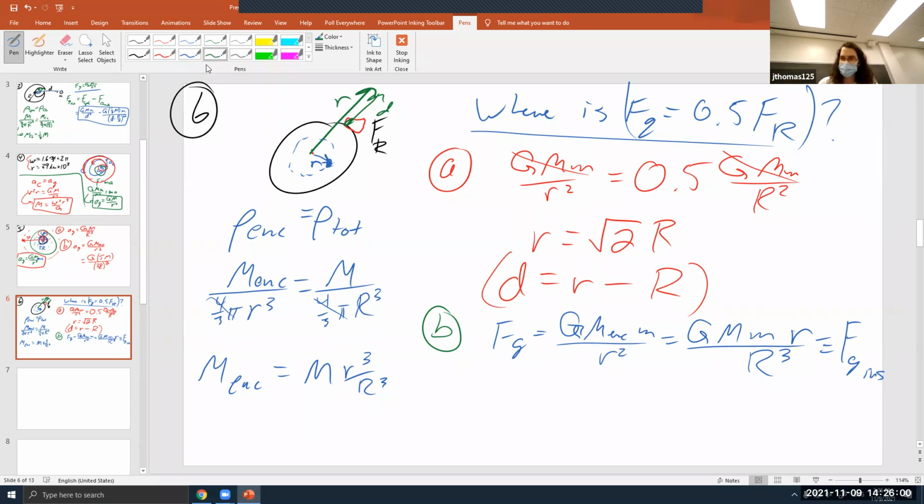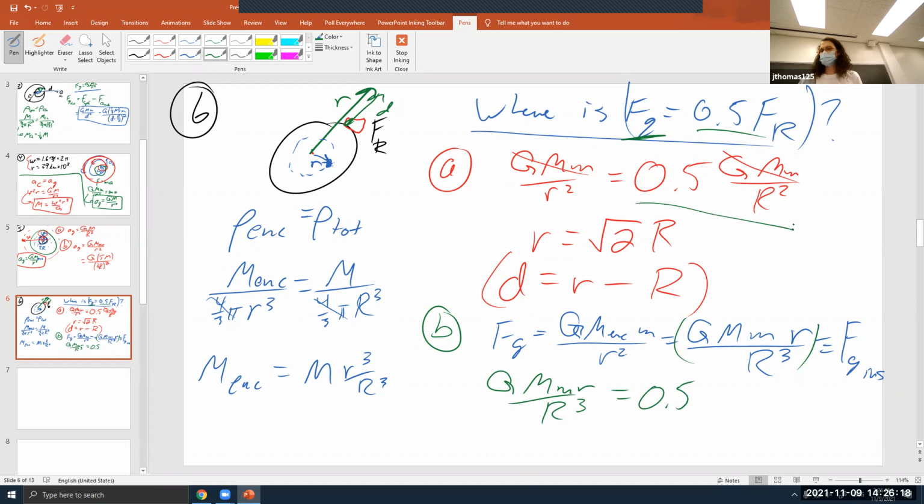All right, so in this problem, this is going to be the force of gravity that we're going to plug in on the left side of this equation. We'll set it equal to 0.5 times the force at the surface. So that gives us G big M little r over big R cubed is equal to 0.5 times the same thing we have on the right side over here, big G, big M, little m over big R squared. Just about everything will cancel except little r is equal to 0.5 times big R.